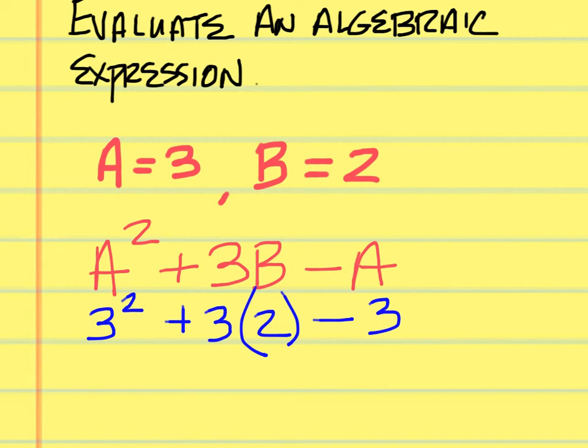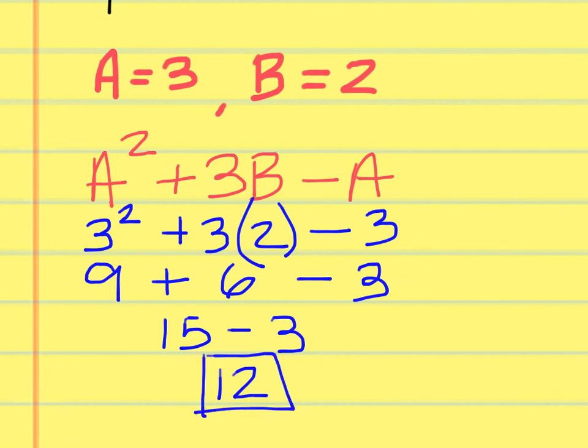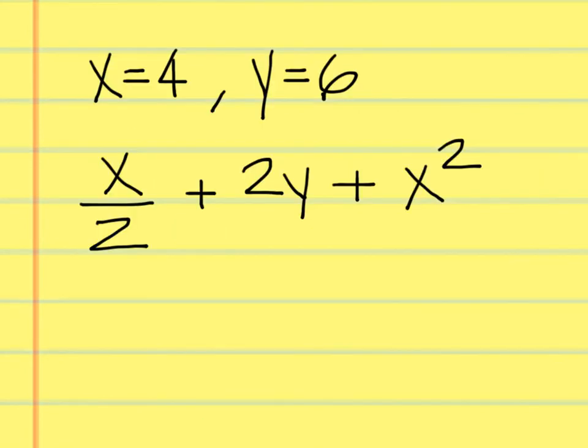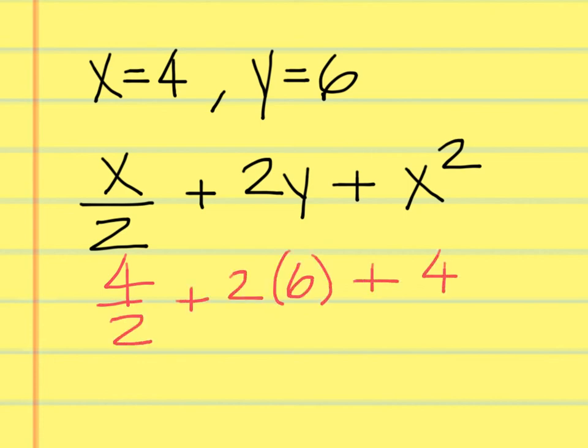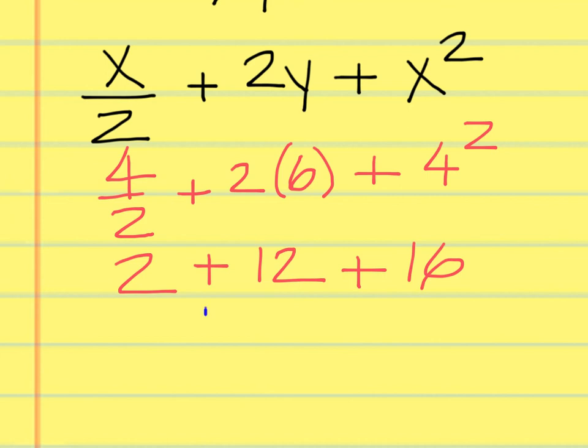From there, you simply evaluate the expression. 3 squared is 3 times 3, that's 9. 3 times 2 is 6, and you keep the minus 3. 9 plus 6 is 15, minus 3 is 12. Let's substitute in the 4 for the x and the 6 for the y, and then evaluate. 4 divided by 2 is 2, 2 times 6 is 12, and 4 squared is 16. 2 plus 12 is 14, and then plus 16 is 30.